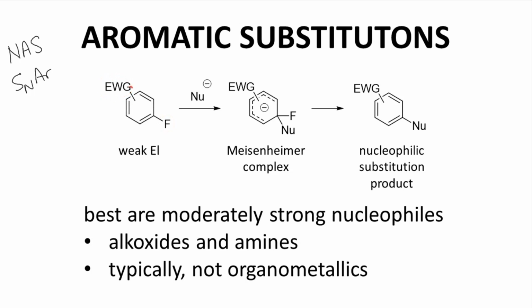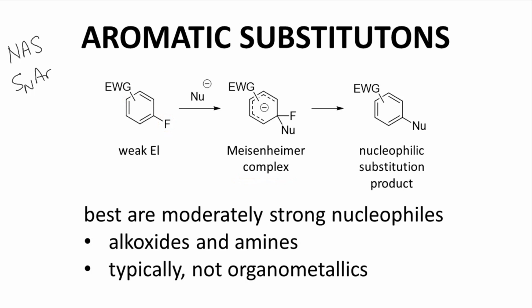This notation, with a line coming off the ring, indicates that the ring has an EWG somewhere on the ring, without committing to where the EWG is actually attached. Ideally, we want the EWG to be either ortho or para relative to the leaving group. The nucleophile attacks to make something called a Meisenheimer complex.